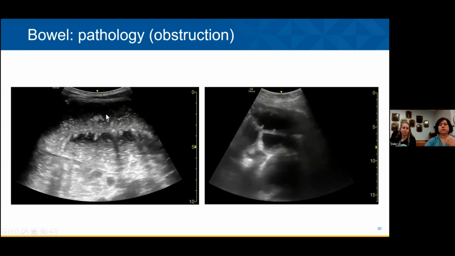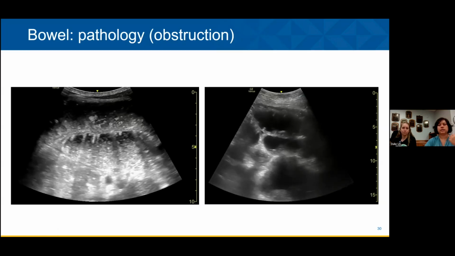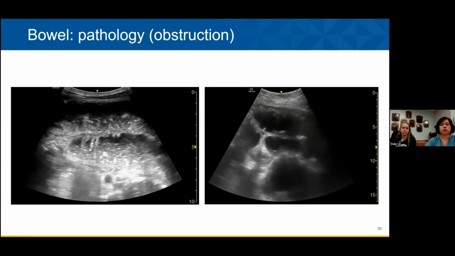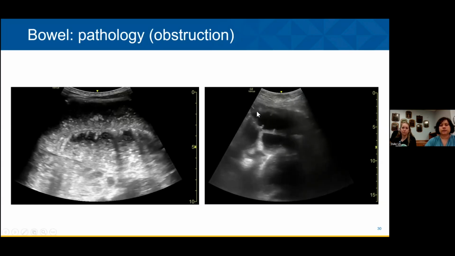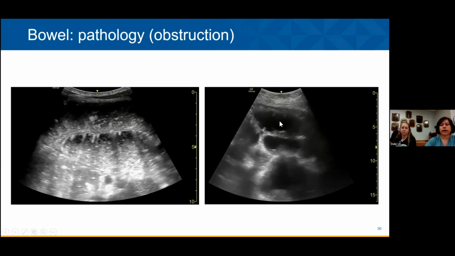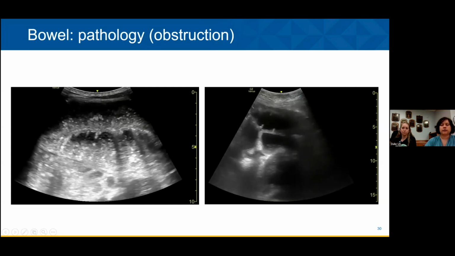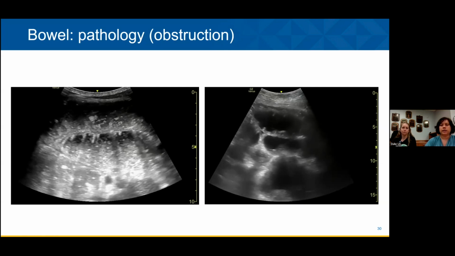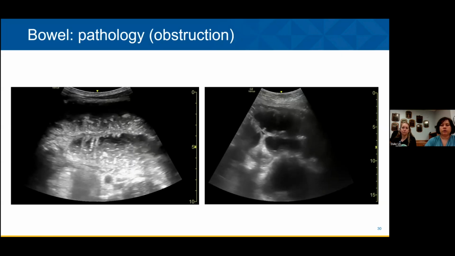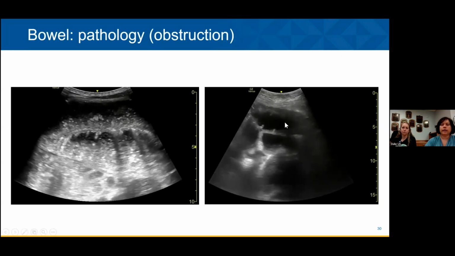That's obviously because there is an obstruction distal to this area that's not allowing those contents to move forward. On this side, this is a slightly more concerning finding of absent peristalsis altogether. So at this point, potentially this is a longer standing bowel obstruction, and there may even be some degree of bowel ischemia because you're no longer seeing any movement.